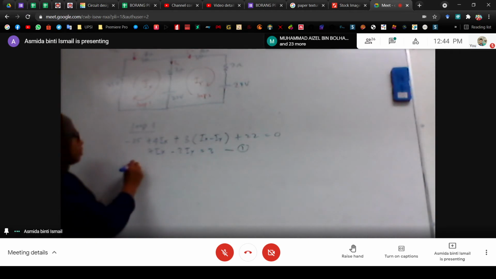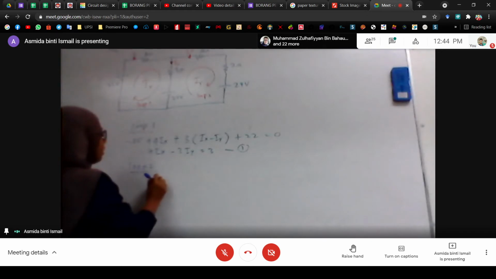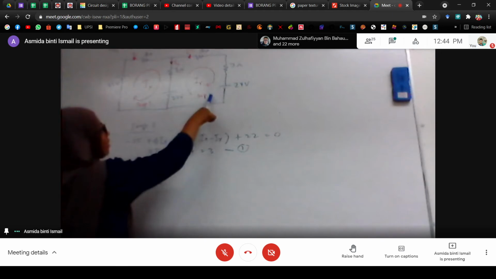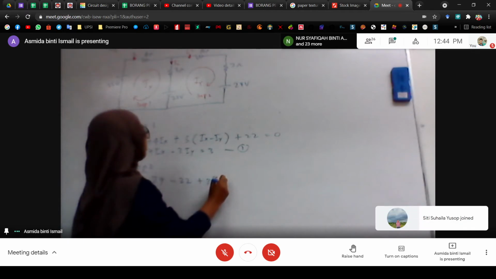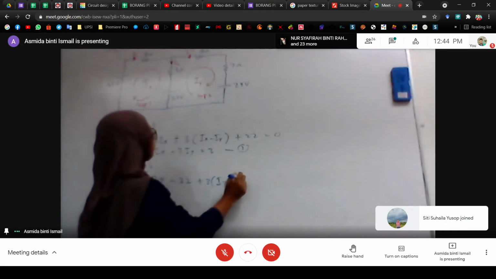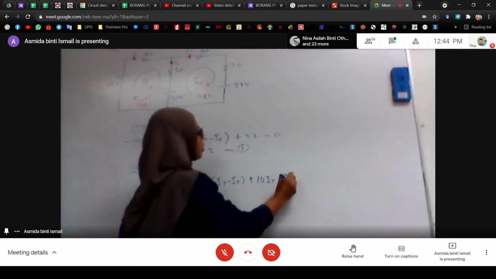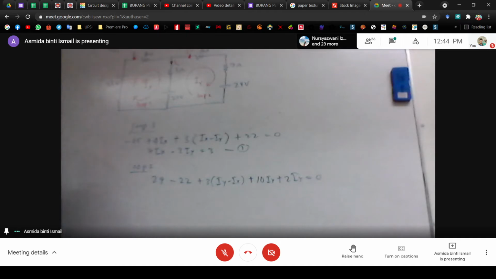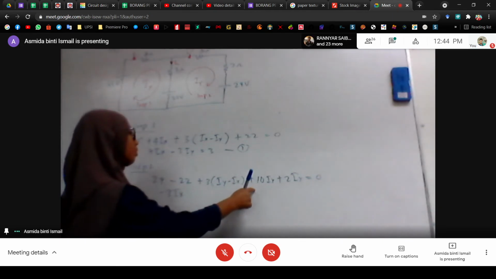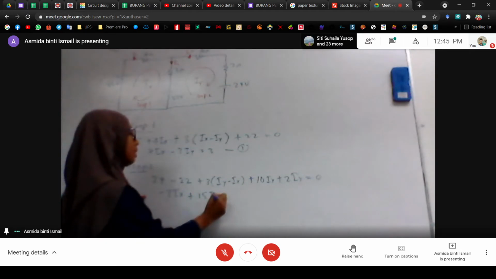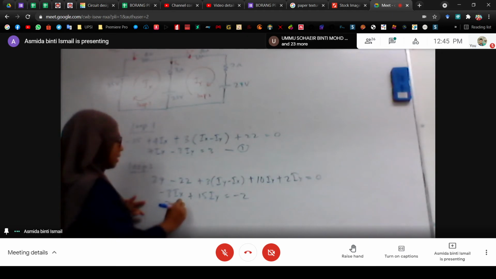For loop 2, we can start here. 24 plus 24 minus 22 plus 3 I1 minus Ix plus 10 I1 minus 3 Ix plus 15 I1 equal to minus 3 Ix minus 15 I1.